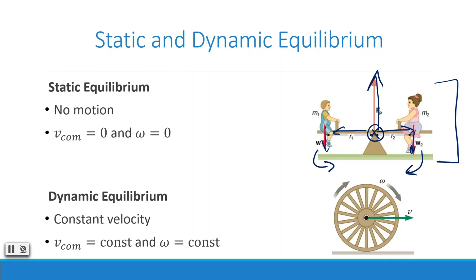Whereas for dynamic equilibrium, picture a wheel rolling at a constant speed. The linear speed of the center of mass is constant, it's translating at a constant speed, but then the angular speed is also going to be constant. So you can be in dynamic equilibrium as well.